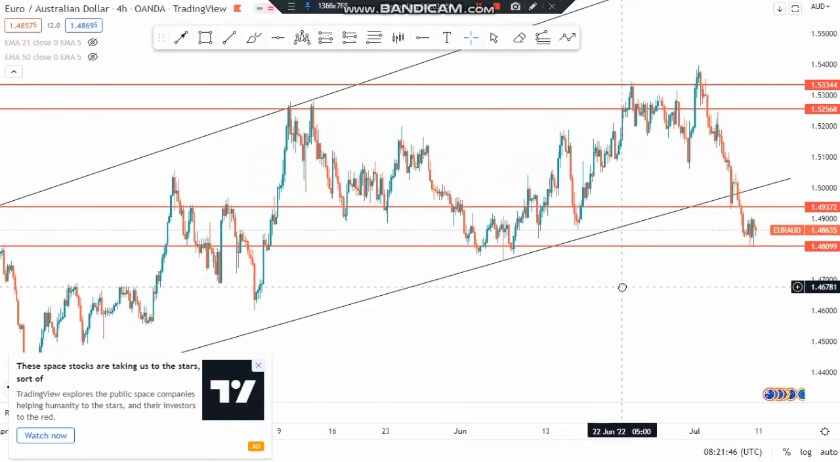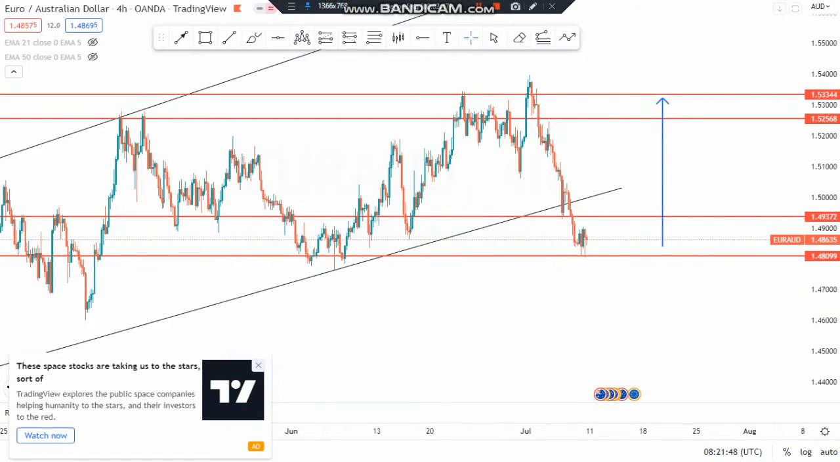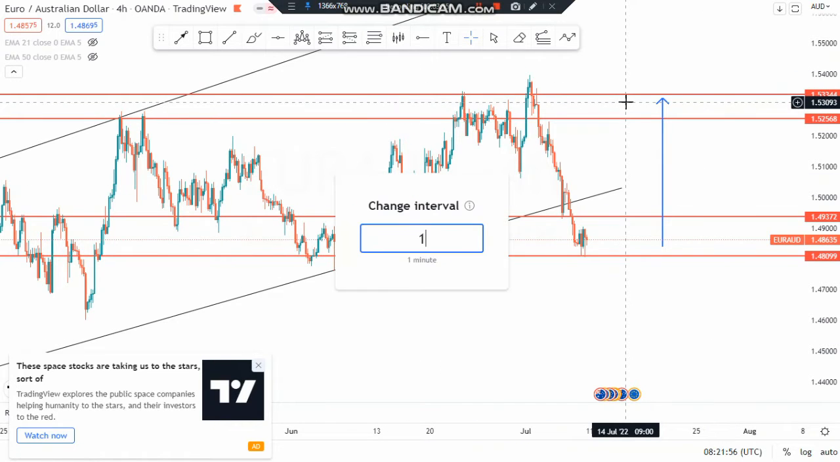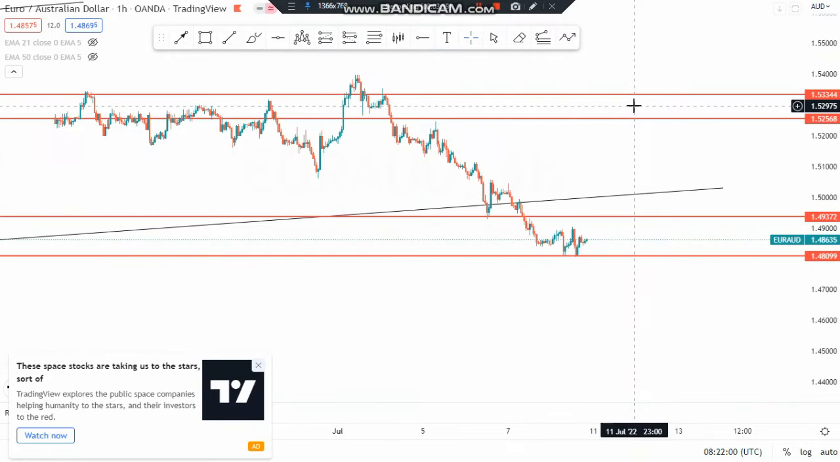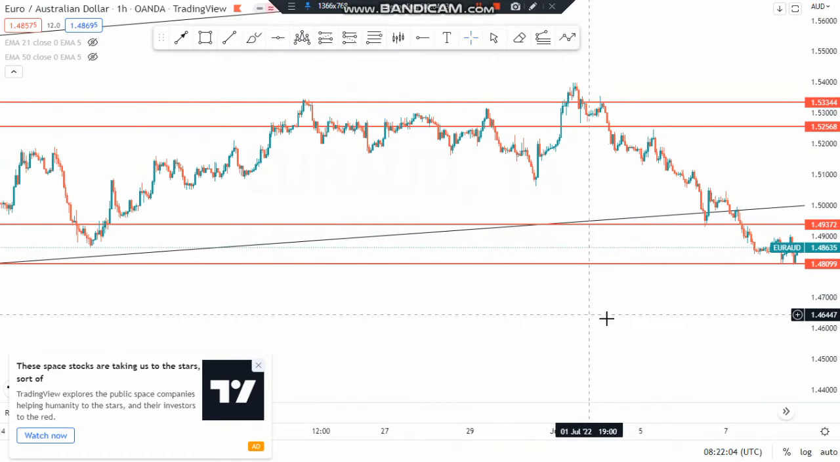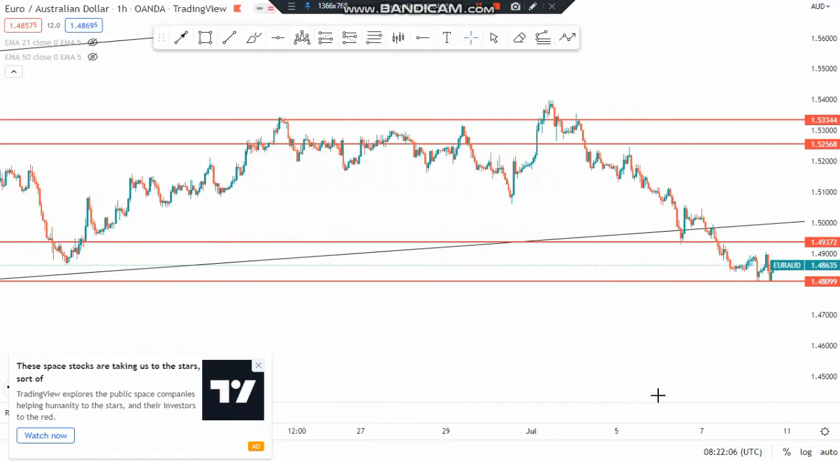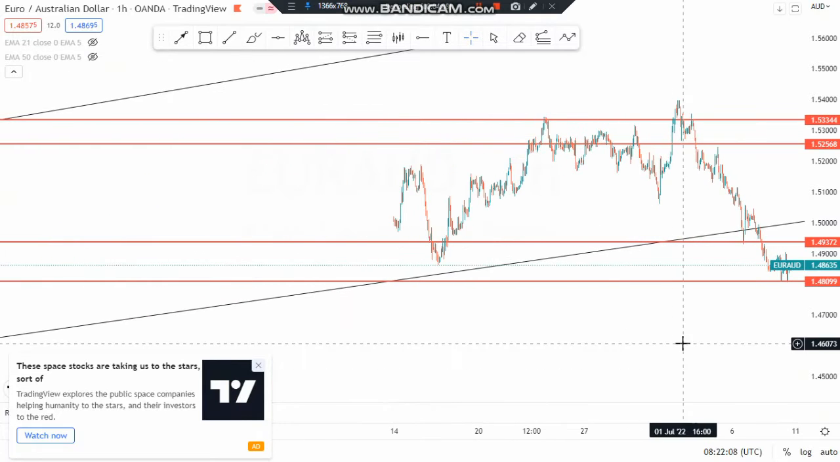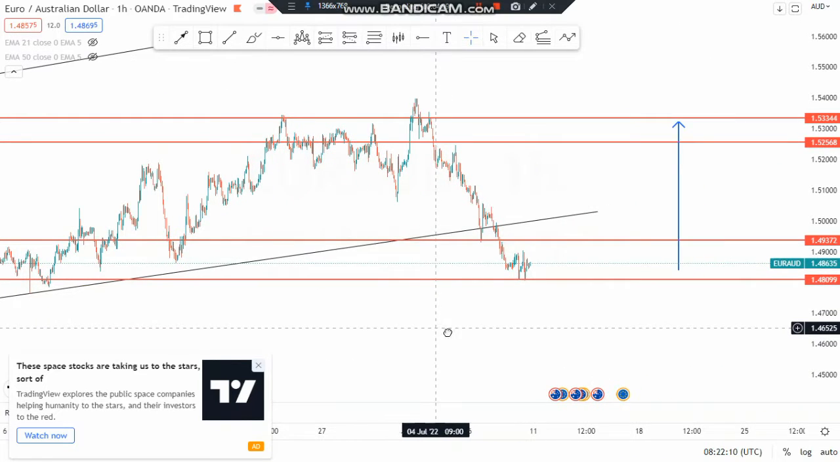But how do we find these entries, and how do we enter this trade or find entries using this structure that we have right here? So we need to go to a lower time frame, that is the 1 hour time frame, and see what is actually happening in the 1 hour time frame. Okay, so this is what we have on the 1 hour time frame.